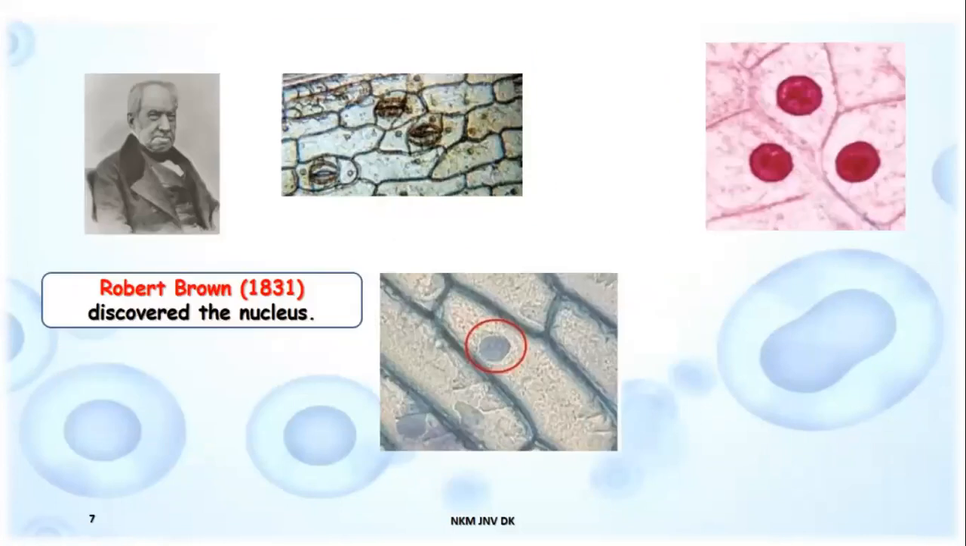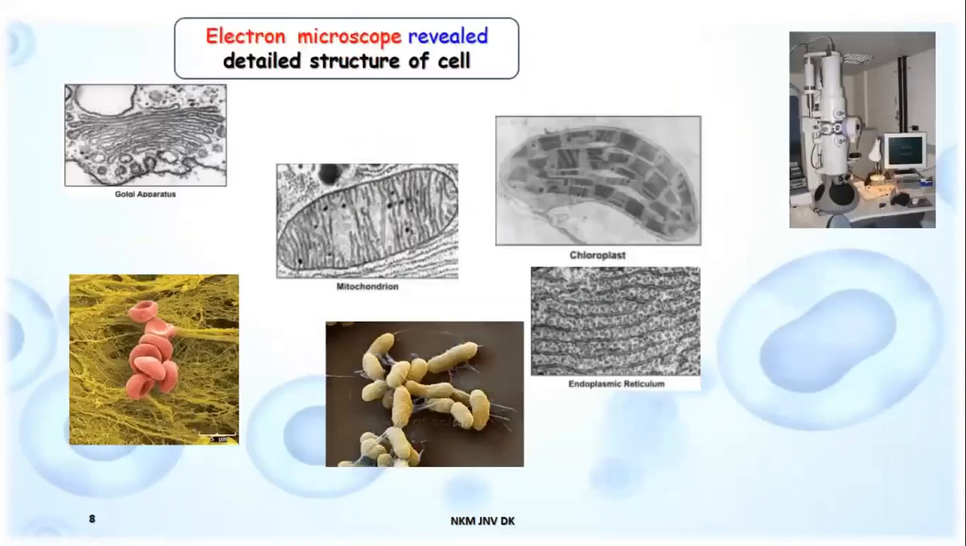Robert Brown in 1831 discovered the nucleus. It is seen in plant cells and also in animal cheek cells. It is a dark stained central structure.